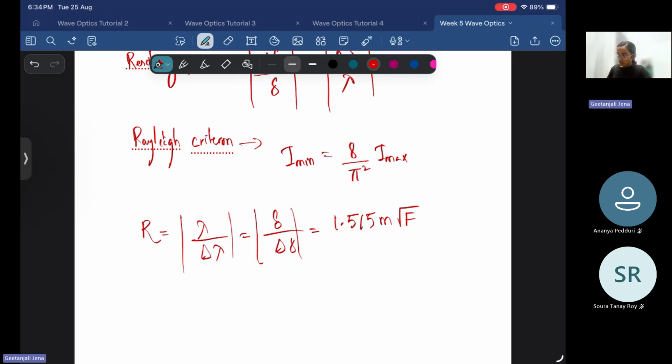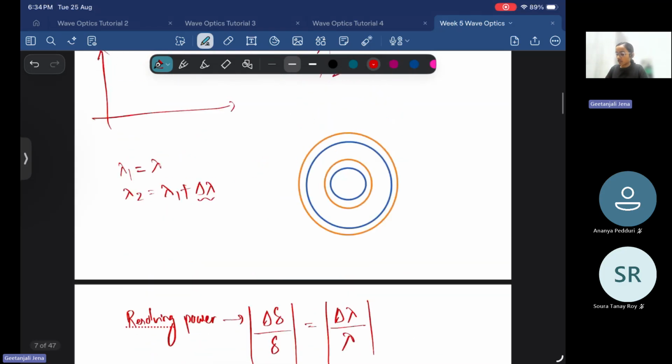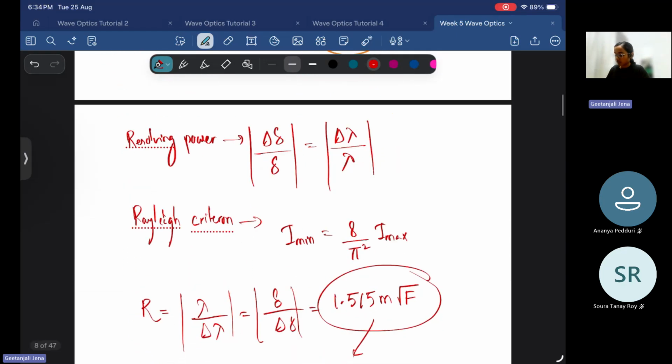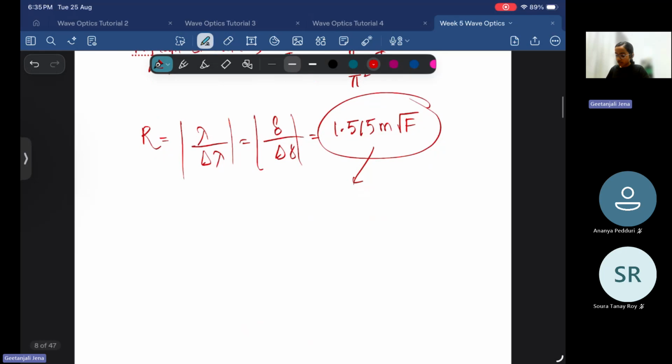So to accurately resolve two wavelengths, it should have a minimum value of this. And from this, we can calculate the mirror separation between M1 and M2 so that we can easily resolve these two wavelengths. I think this is all about the Michelson and Fabry-Perot interferometer.